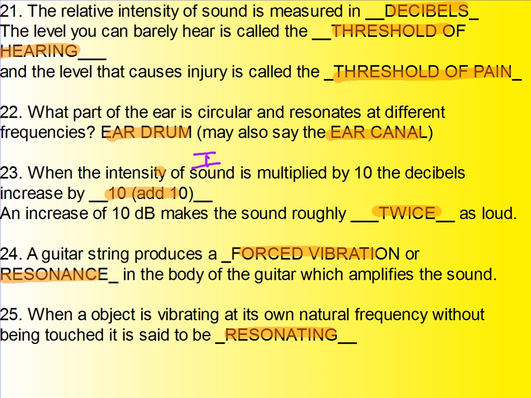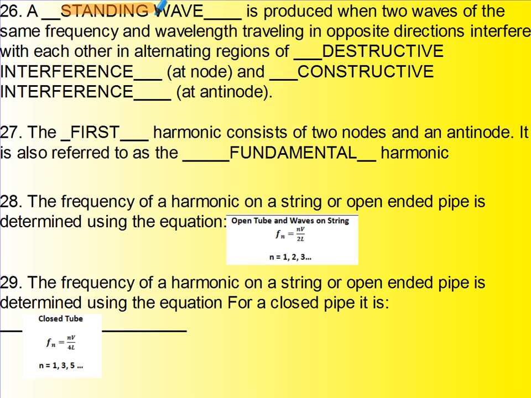Now, a standing wave is produced when two waves of the same frequency and wavelength are traveling in opposite directions. They get alternating periods of destructive and constructive interference. The destructive occurs at the node, the constructive occurs in an antinode. Now, the first harmonic consists of two nodes and an antinode. What does that look like? Two nodes and an antinode. All right, this is my string. It is also referred to as the fundamental. So we're going to use those terms interchangeably.